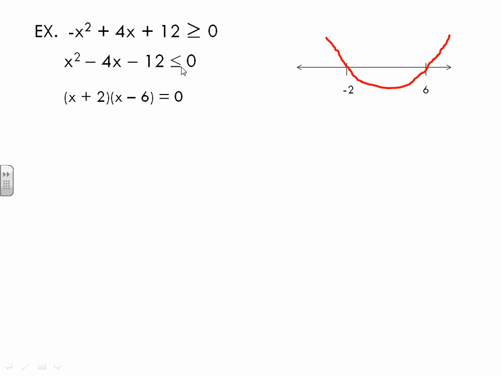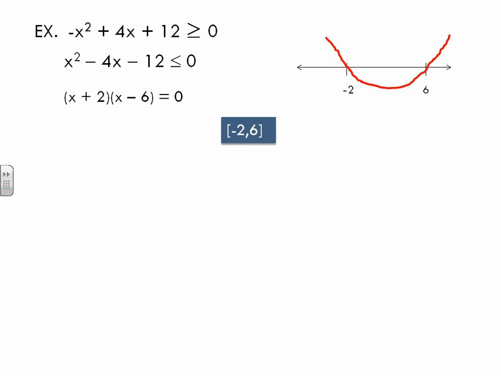We want it to be less than or equal to 0. So this means that now we are looking for the negative y values. So that's everything that's underneath the x-axis. So this will be the interval between -2 and +6, and we do get to include those values so we're going to have the hard brackets around them. Okay, so that's it. Fairly simple.